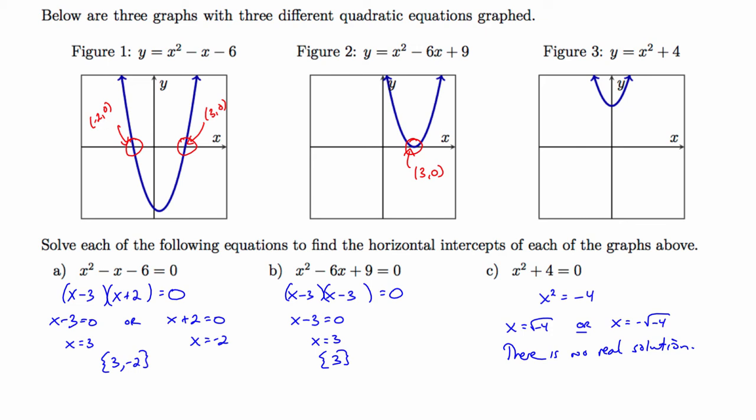Anytime you're solving a quadratic equation, or anytime you're graphing a parabola, these are the only three possibilities for solutions, or x-intercepts. Either there are two x-intercepts or two solutions, or there's one x-intercept and one solution, or there is no x-intercept and no real solution to the equation.